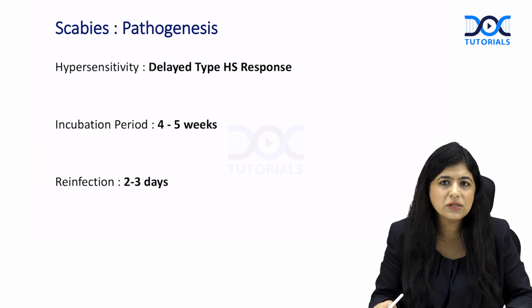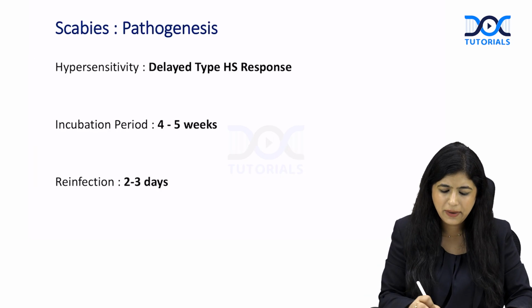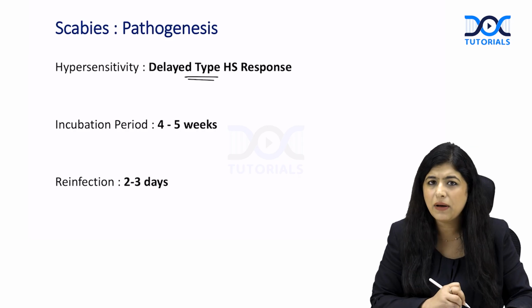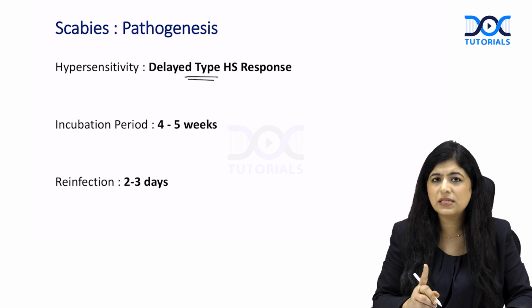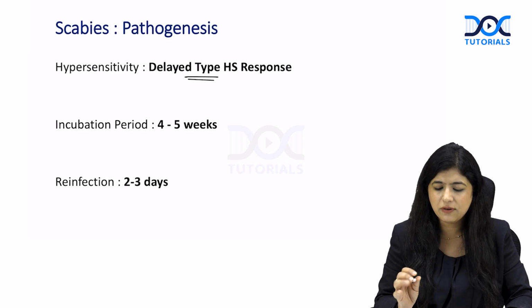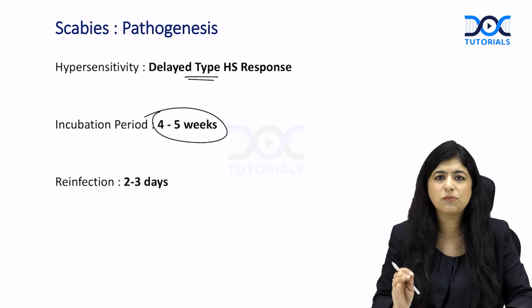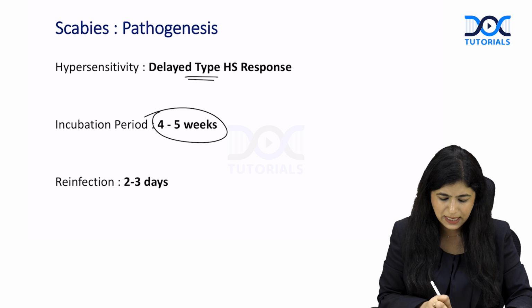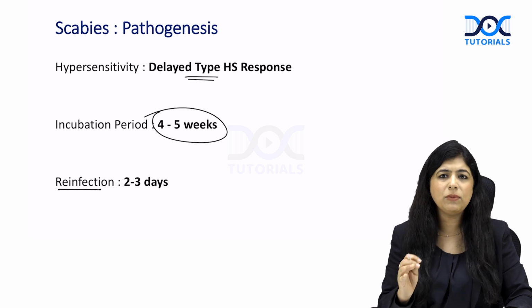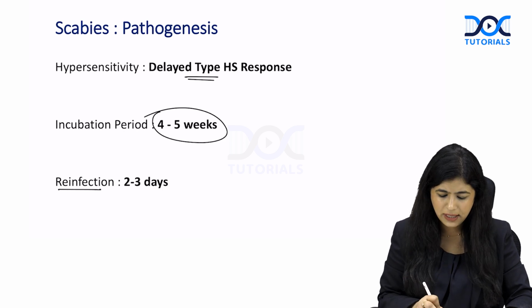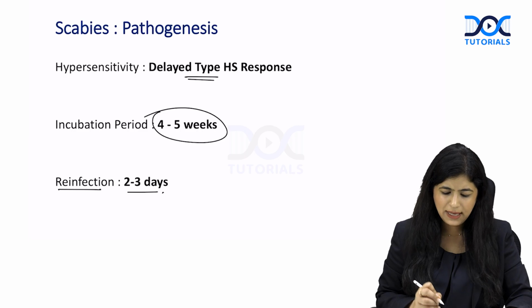When the mite first comes into the body, the different antigens of the mite induce a delayed type hypersensitivity response, and the symptoms take about 4 to 5 weeks to develop. So remember, the incubation period after the first exposure is 4 to 5 weeks. In case of a reinfection, memory T cells are already present in the body, and symptoms appear within 2-3 days.